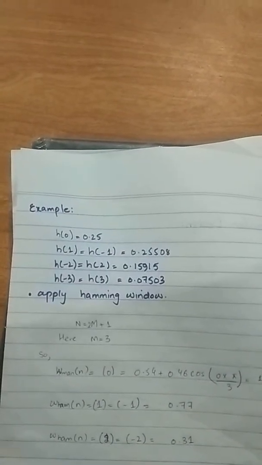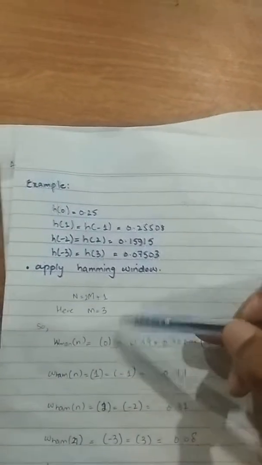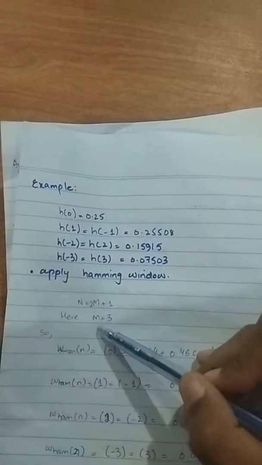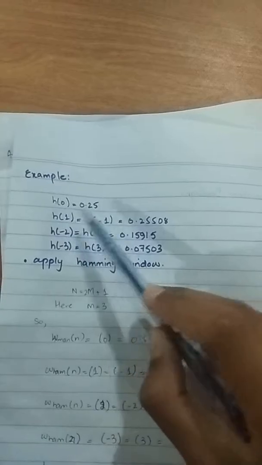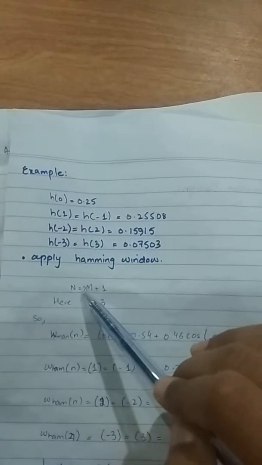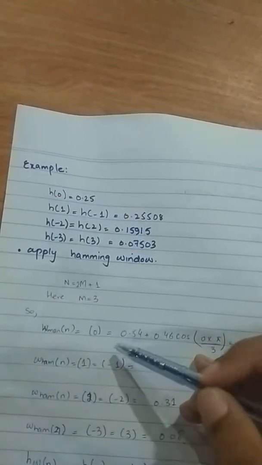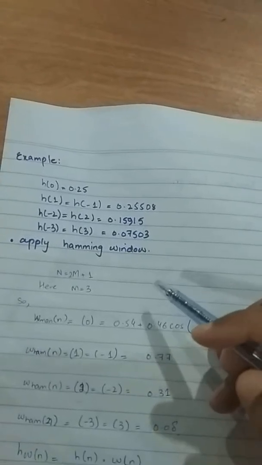We are asked to apply a Hamming window. We know the length is given as N equals 2M plus 1. Here M is equal to 3, because the total number of values that we have here is 1, 2, 3, 4, 5, 6, 7. So when we plug in 7 here, we get M equal to 3. Now we will calculate the Hamming window for every value, that is 0, 1, minus 1, 2, minus 2, and 3 and minus 3.